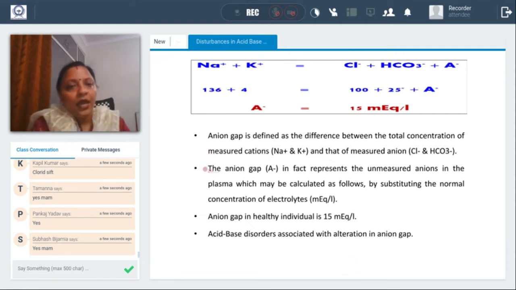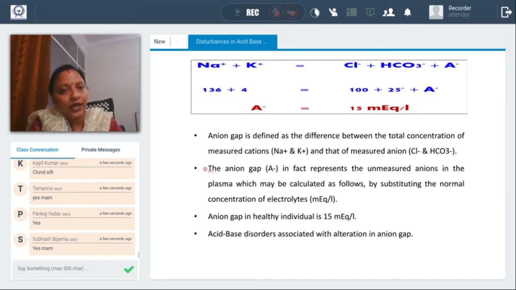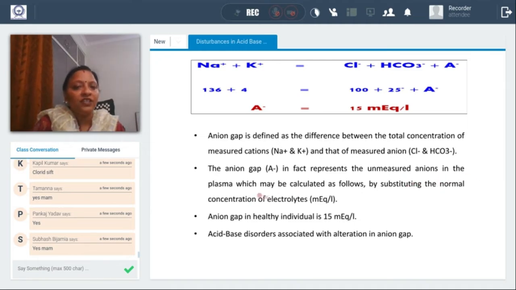So what is anion gap? Anion gap is defined as the difference between the concentration of measured cations, sodium and potassium, and that of measured anions, that are chloride and bicarbonate ions. The anion gap in fact represents the unmeasured anion in the plasma, which may be calculated as above by substituting the normal concentration of electrolytes in milliequivalents per liter.